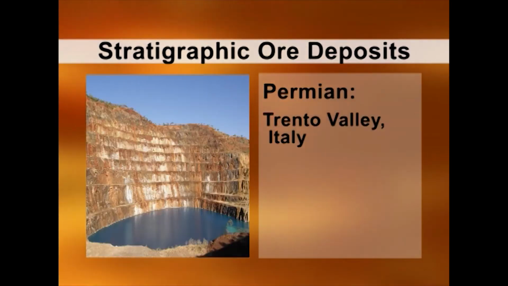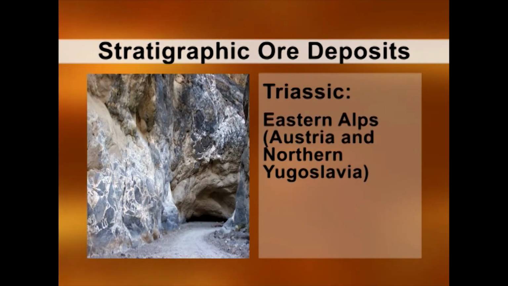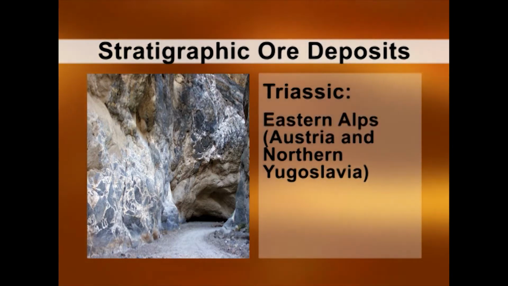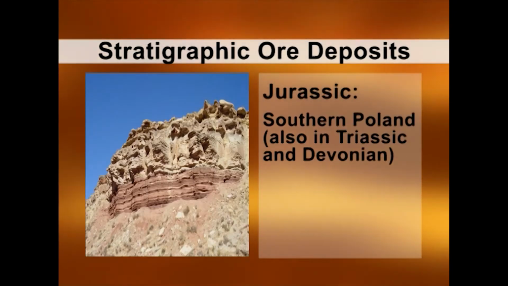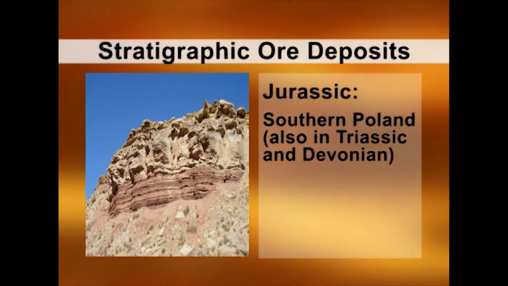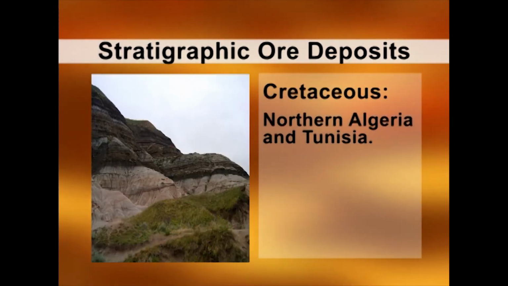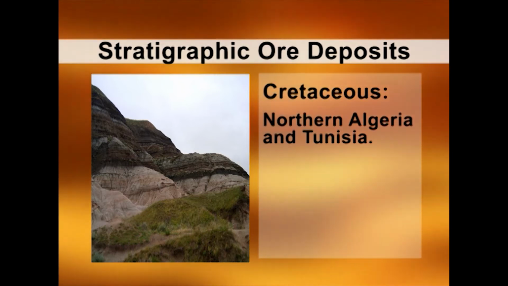Permian: Trentino Valley, Italy. Triassic: Eastern Alps, Austria and northern Yugoslavia. Jurassic: southern Poland, also in Triassic and Devonian. Cretaceous: northern Algeria and Tunisia.